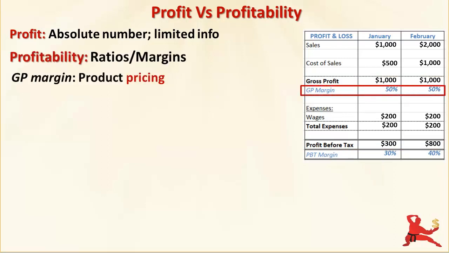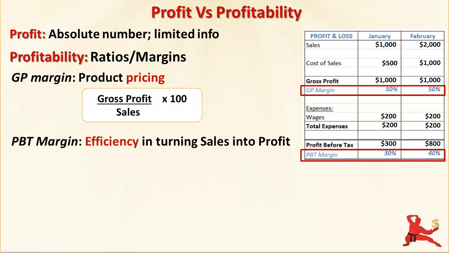Gross profit margins give you insights into how your business is pricing its products. The gross profit margin is the ratio of gross profit to sales expressed as a percentage. A 50% margin, as it is in this case, means you are marking up your products by 100%. The net profit before tax margin tells you how efficient your business is at turning your sales into profit before paying income taxes. It is the ratio of net profit before tax to sales expressed as a percentage. In this example, you achieved increased profitability in February.